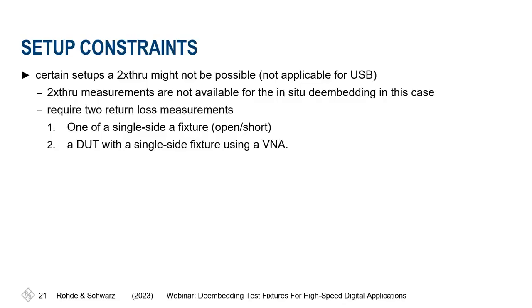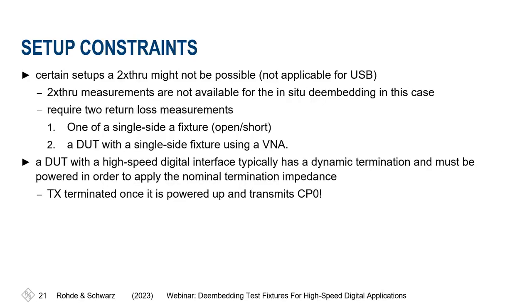What are setup constraints? I'd like to introduce you a little bit into that because it's not always straightforward to do that. As we already talked about, certain setups require a 2x through, which might not be possible. This is not applicable for USB, but other standards may have an issue creating the 2x through. You can circumvent that with 2 return loss measurements. One is the open fixture, and the other is the fixture connected with a DOT, using the VNA and measuring single-sided.